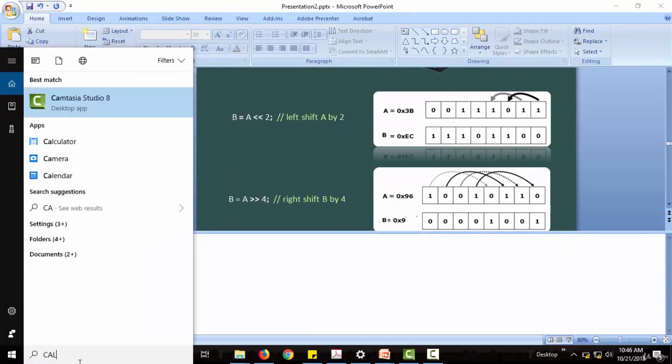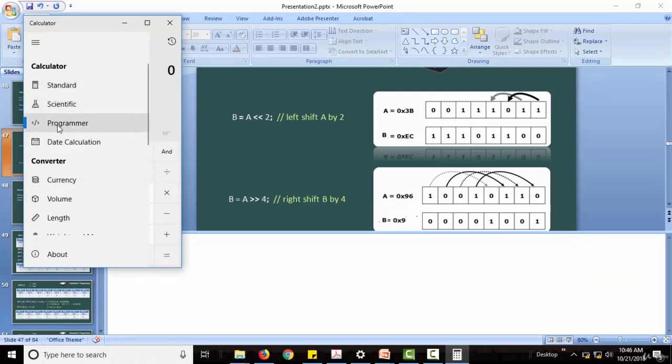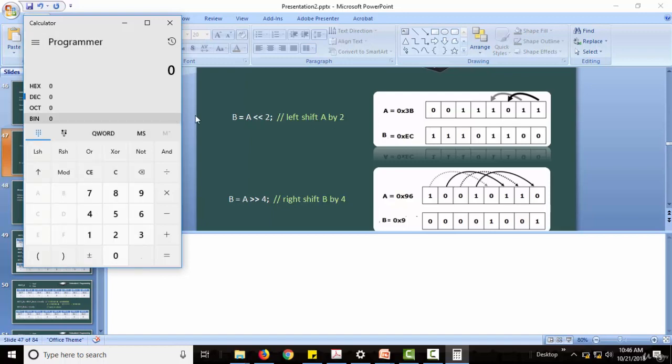Go to the calculator, select programmer. Now the content of register A is 3B. Now if I left shift it by 2, that means I am multiplying it with 2 to the power of the number of bits, that's nothing but 4. So if I multiply this with 4, you will get EC.